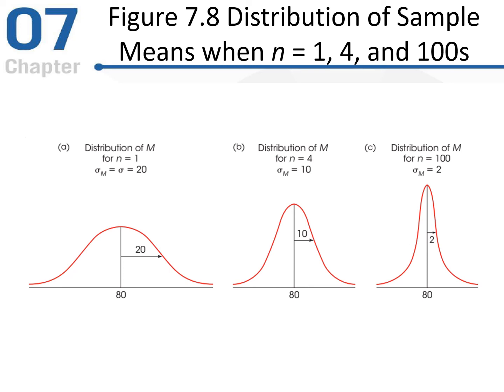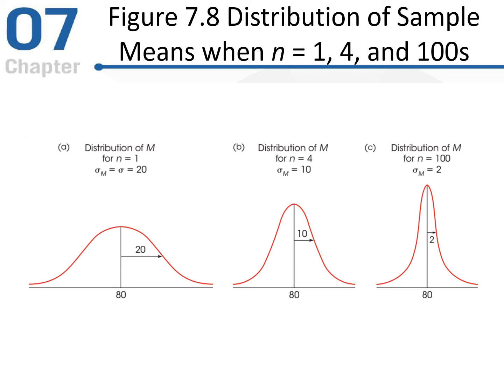Now let's look at what happens when we change the sample size in this sampling distribution of the mean. If my sample size is 1, which means I don't really have a sample, I have individual scores, the sampling distribution of the mean is going to be equal to the population standard deviation. So the standard error of the mean is equal to the population standard deviation when our sample size is 1.